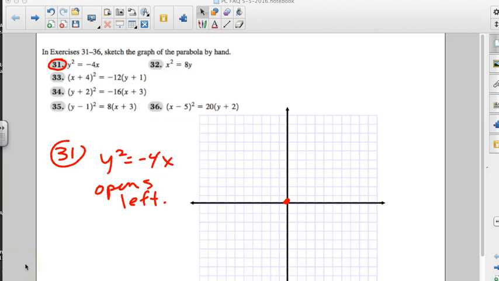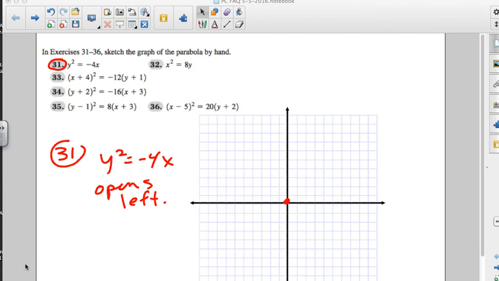This is the one question that I have for pre-calculus for section 8.1, day 1. And it's in exercises 31 to 36, sketch the graph of the parabola by hand. What you notice about it immediately is that it has a y squared, which means it opens to the right or to the left. The negative in front indicates that this is going to open to the left. And then there are no h and k values, which means that the vertex is at 0, 0.